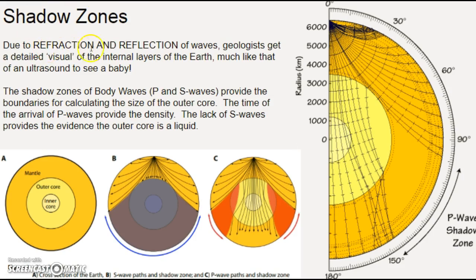So shadow zones: due to refraction and reflection of waves, geologists get a detailed visual of the Earth's internal layers, much like an ultrasound to see a baby. The shadow zones of body waves provide the boundaries for calculating the size of the outer core. The time of the P waves provides the density. The lack of S waves provides evidence of the liquid outer core.